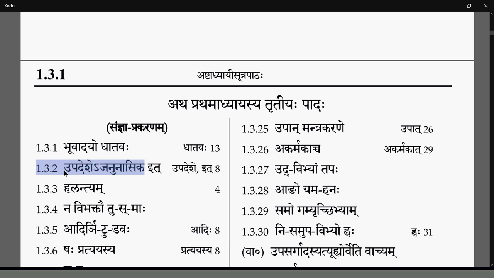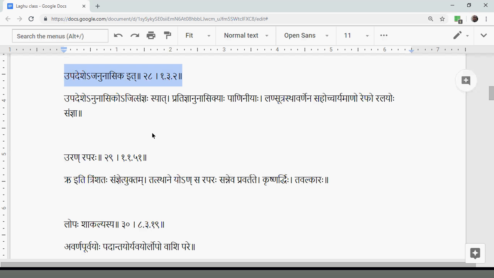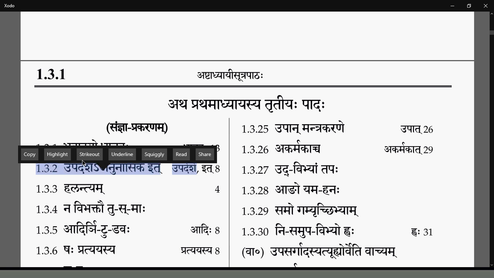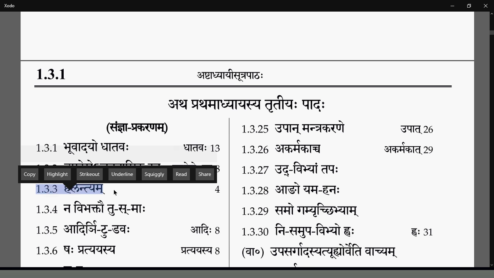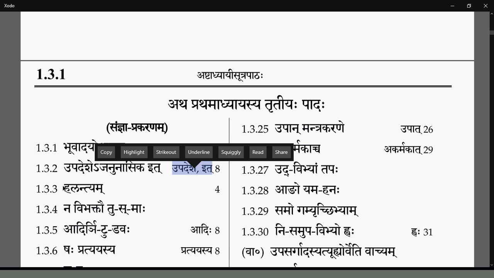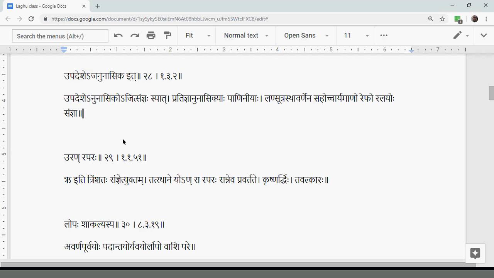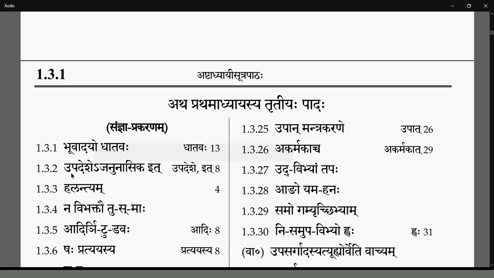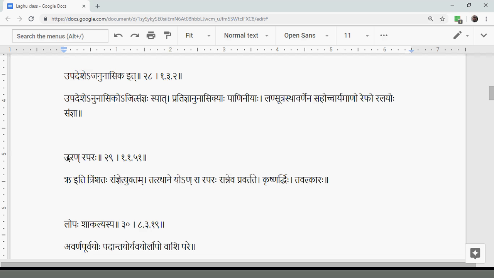But in the Sanjna Prakarana, this Upadeshe Ajanunasika It sutra is introduced by Laghukara as the 28th sutra. Before that he has covered the sutra Halantyam, which is his first sutra. Laghu Patha starts with Halantyam. And Halantyam what? Halantyam It. It has an anuvritti. Upadeshe Halantyam It Sanjnakam Syat. So that is the vritti we saw in Halantyam, the first sutra in Laghu. But he goes back and covers this Upadeshe Ajanunasika It because he is going to talk about Urandraparah next.